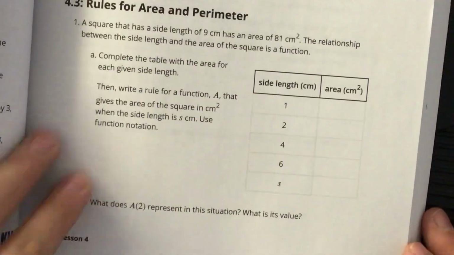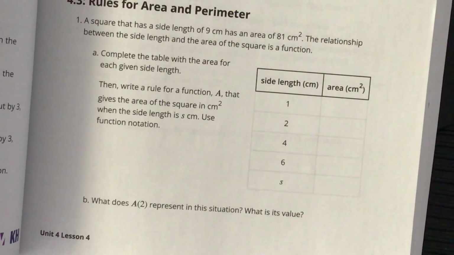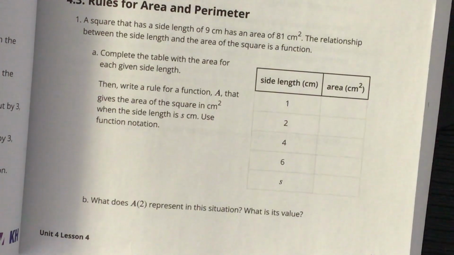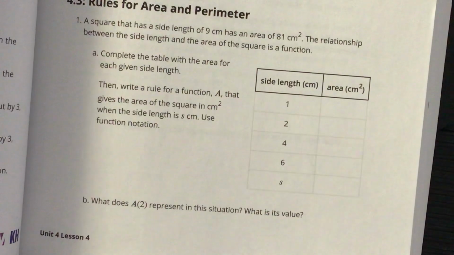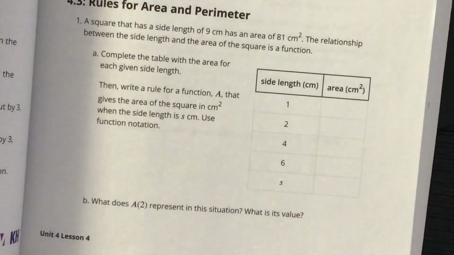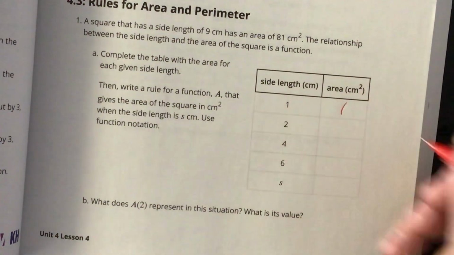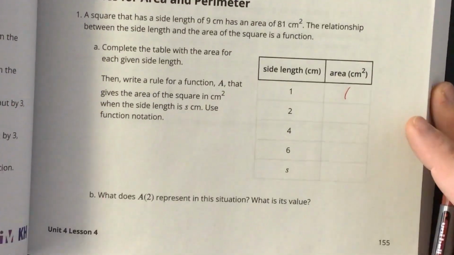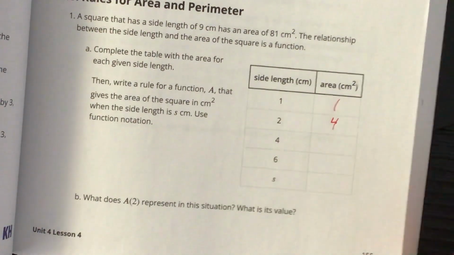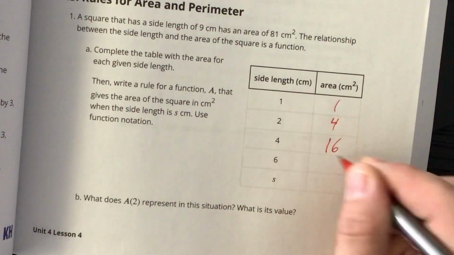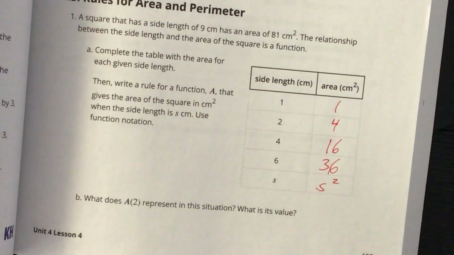Last one we're going to look at, a square has a side length of 9, area of 81. 9 times 9, obviously 81. Given this table, can we write a rule? Well, let's fill out the table first. Area, if the side length is 1. 1 square centimeter. Side of 2? 4. 2 times 2 is 4. 6? S? S squared. Very good.